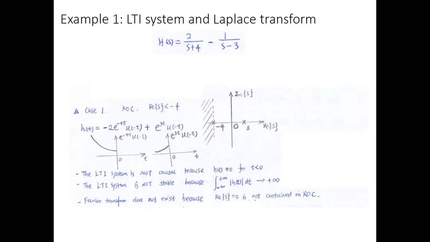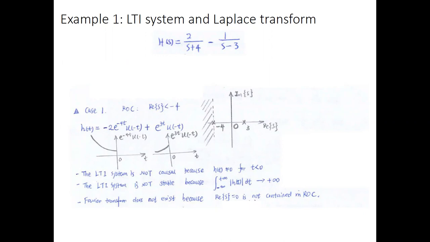Now let's discuss the properties of the LTI system. First, from what we learned in chapter two, we know that the LTI system is not causal. For an LTI system to be causal, its h of t must be zero when t is less than zero. But here in our case, when t is less than zero, h of t is obviously non-zero. Therefore, the system is not causal.